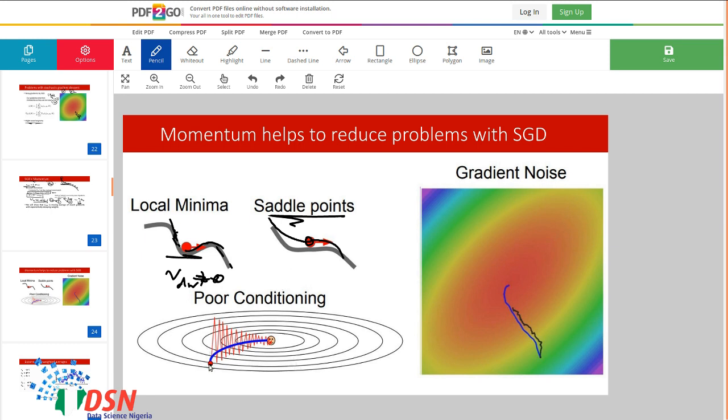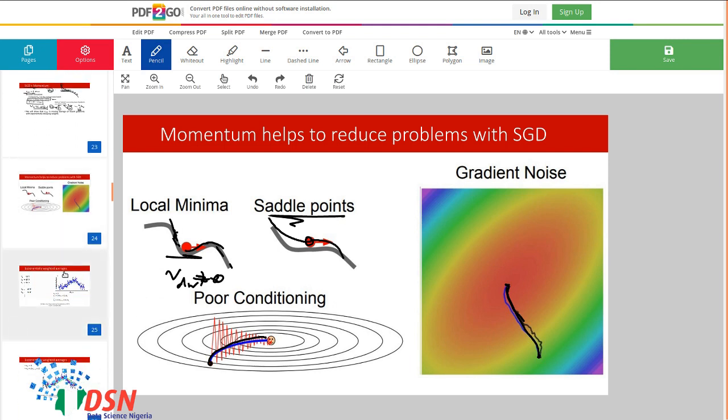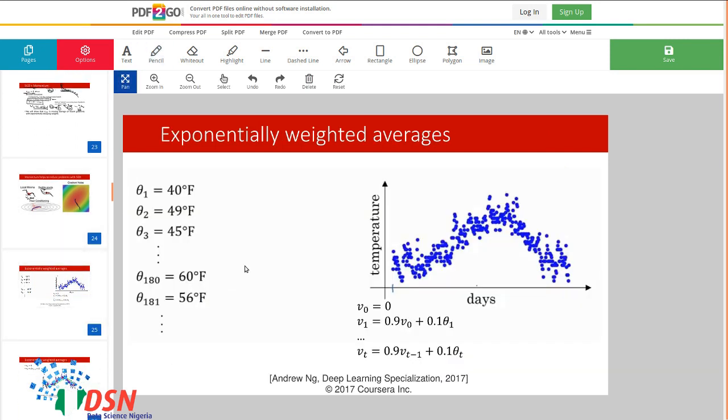And when we have the poor conditioning problem, because we are performing some kind of moving average of the gradients, we could mitigate the poor conditioning. And as you could see here, in gradient descent with momentum, we have a much smoother path to the minimum. Okay, so we kind of solve the problems.